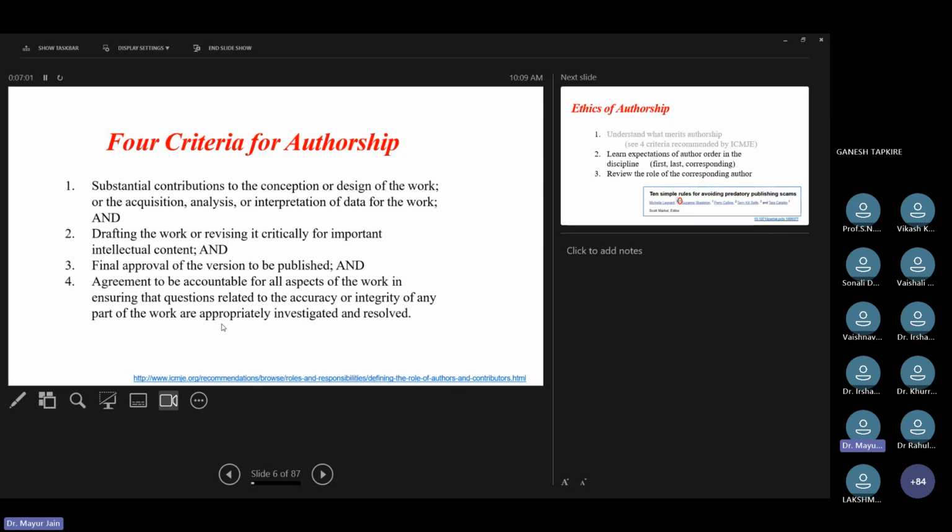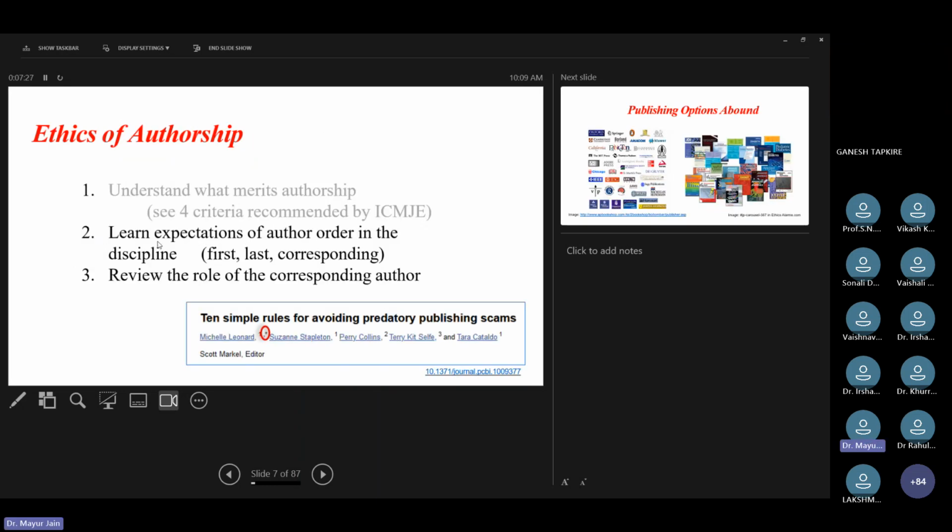The fourth criterion is agreement to be accountable for all aspects of the work, ensuring that questions related to the accuracy or integrity of any part of the work are appropriately investigated and resolved, right? So I think these are the four important points. Obviously, there are many other points to be considered, but I was going through many different journals, and I found this very important to convey regarding the ethics of authorship.